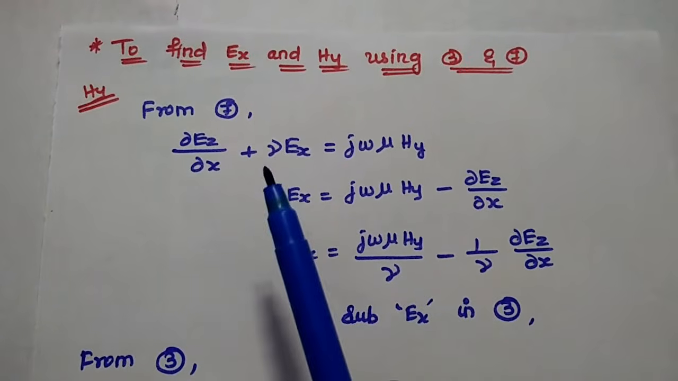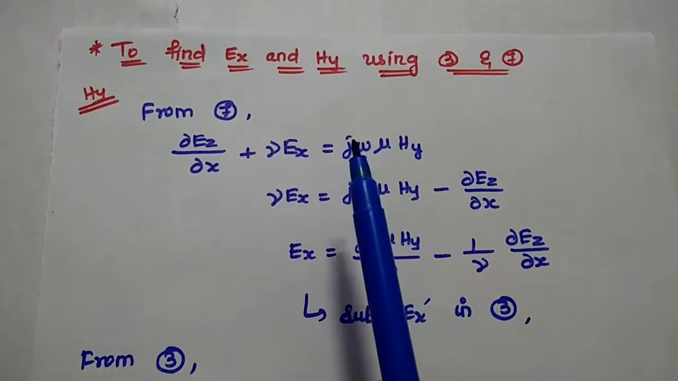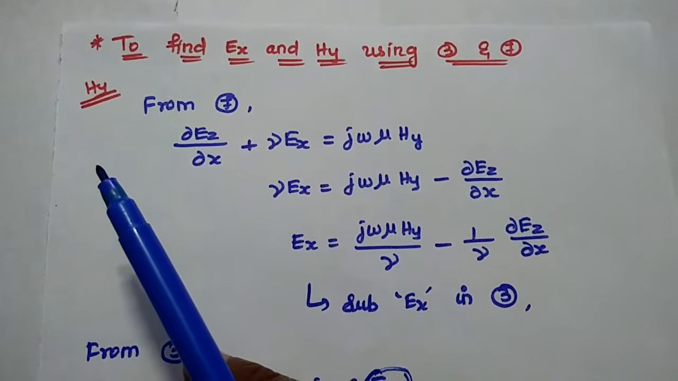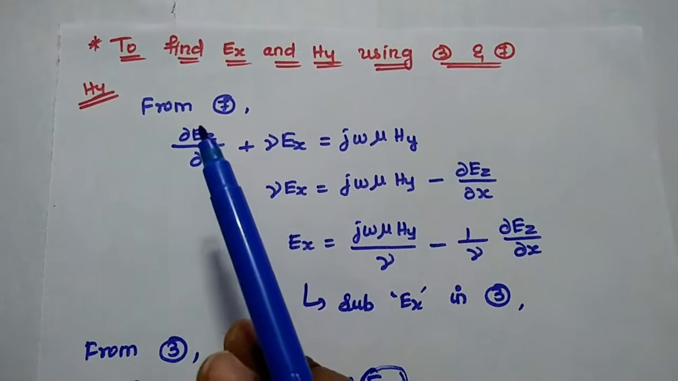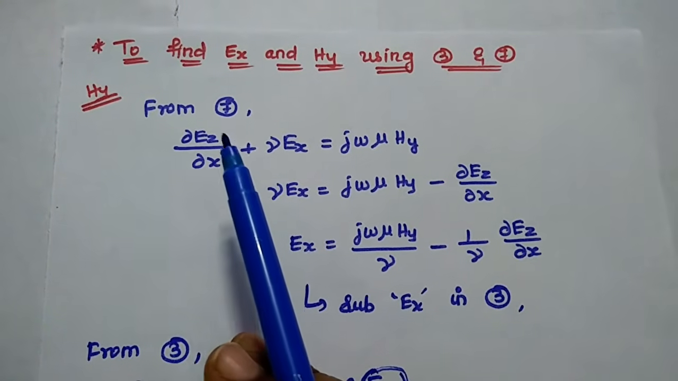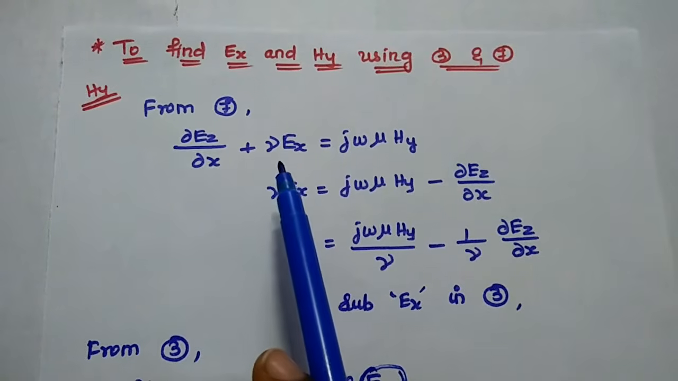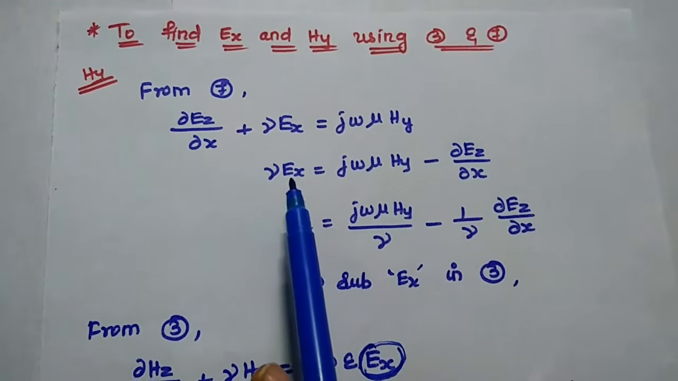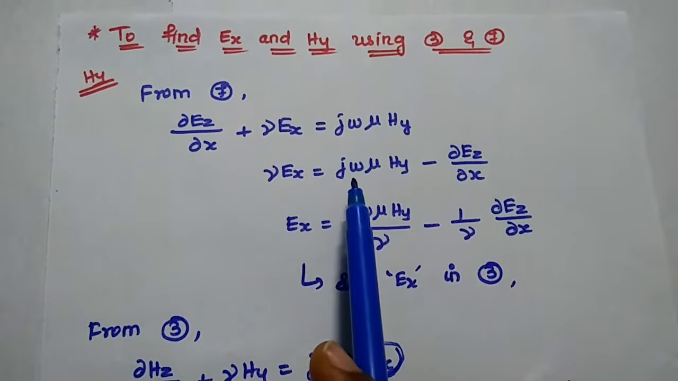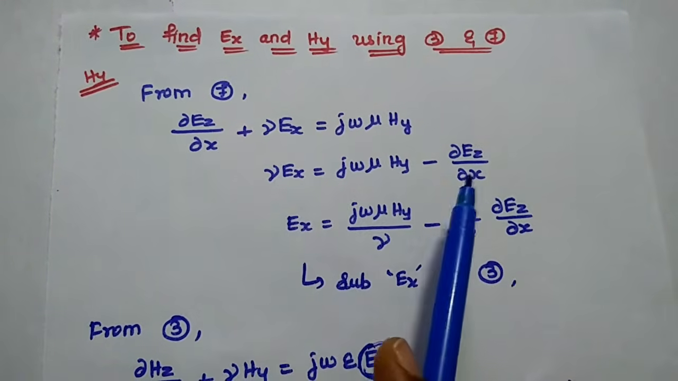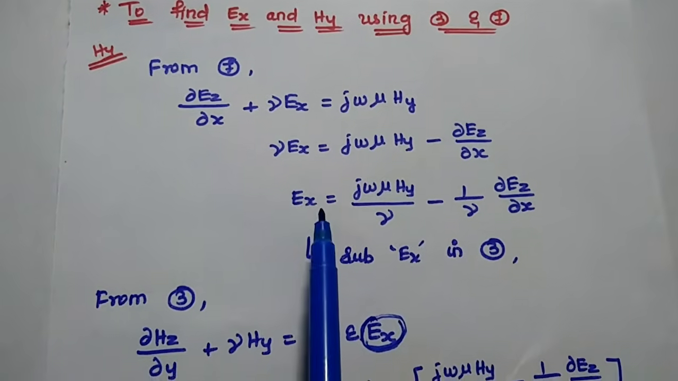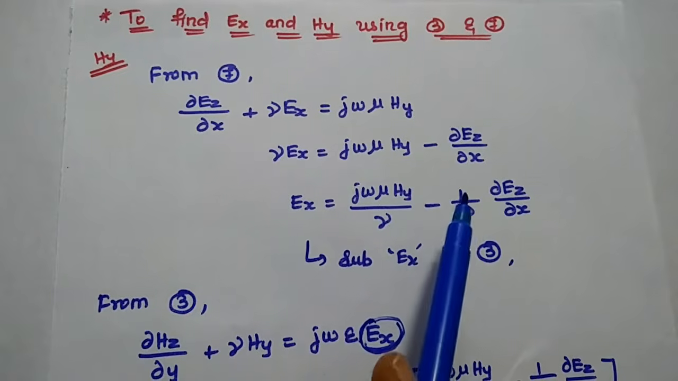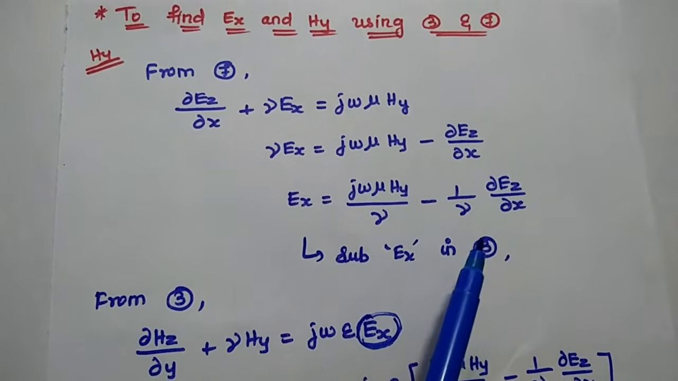Next, we are going to find out the Ex and Hy field components using the 3rd and 7th equations. First, we are going to find the Hy component. For that, we can take the 7th equation: dou Ez by dou x plus gamma Ex is equal to j omega mu Hy. From this, we get gamma Ex is equal to j omega mu Hy, and this term becomes minus on this side. Then Ex is equal to j omega mu by gamma Hy minus 1 by gamma dou Ez by dou x.